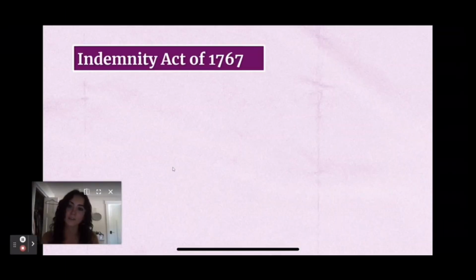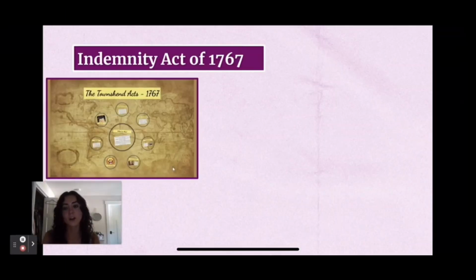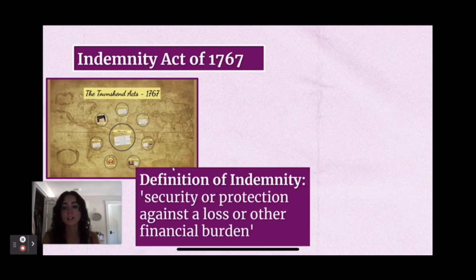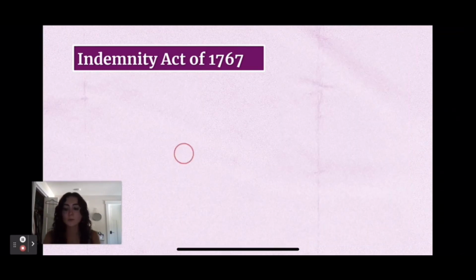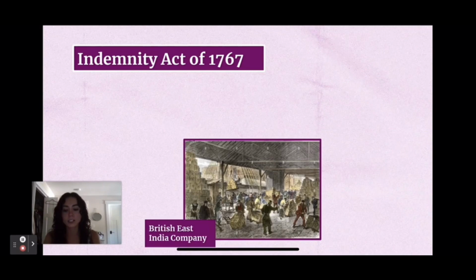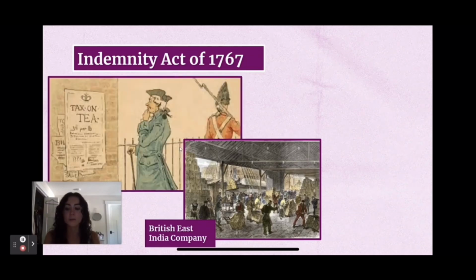Indemnity Act of 1767. So, to start off, the meaning of the word indemnity is security or protection against a loss or other financial burden, which is exactly what this act did for the British East India Company. It was passed on June 29, 1767. Its purpose was to reduce taxes on tea imported from Britain from the British East India Company, which was on the verge of collapse. This allowed England to export the same tea more cheaply to the Americas and resell it to the colonists for less.